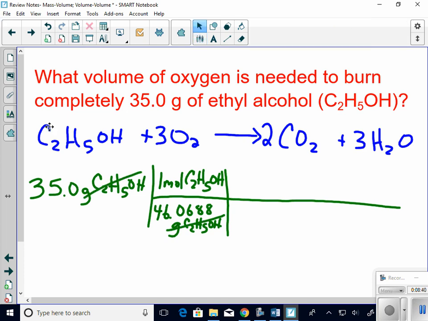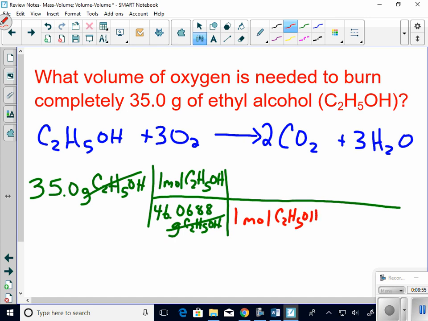So I've now converted that into moles of ethyl alcohol. I go up to my molar conversion. 1 mole of ethyl alcohol, and I'm trying to convert this into oxygen. So I have 3 moles of oxygen. We're all okay with molar ratios and balanced equations, aren't we? So based on factor label, I have a label here that cancels. I've now converted that into moles of oxygen.